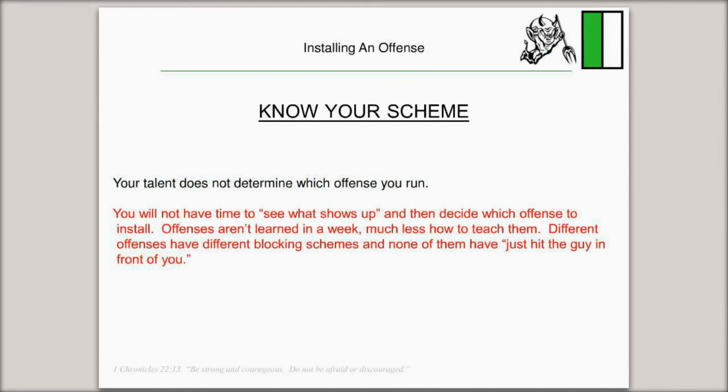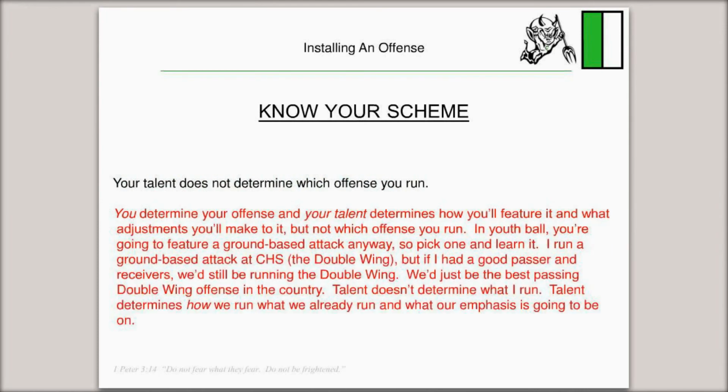Offenses aren't learned in a week, and much less how to teach them. Different offenses have different blocking schemes, and none of them feature just hit the guy in front of you. You determine your offense, but it's your talent that determines how you're going to feature it and what adjustments you're going to make to it, but not which offense you run.